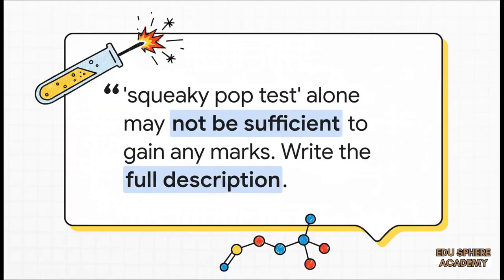And hey, let me give you a really important tip here. This is straight from the examiners. When you're asked for a test, don't just write down squeaky pop test. That won't get you the marks. You have to describe the whole thing. First, what you do: place a lit splint into the mouth of the test tube. And then, what you observe: a squeaky pop sound is heard. Give the full story, and you'll get the full marks, every time.